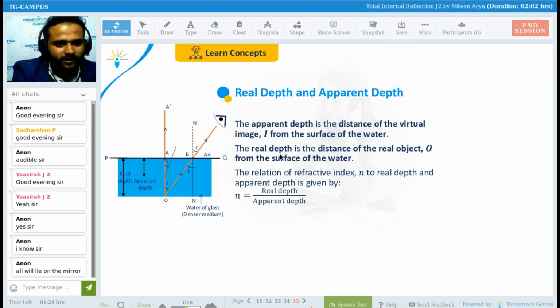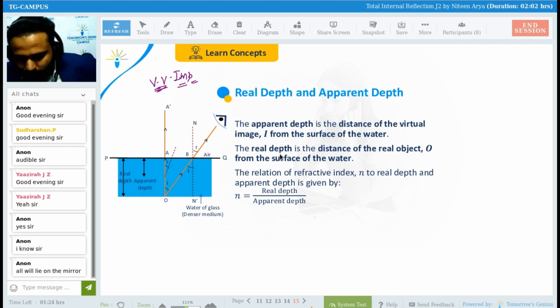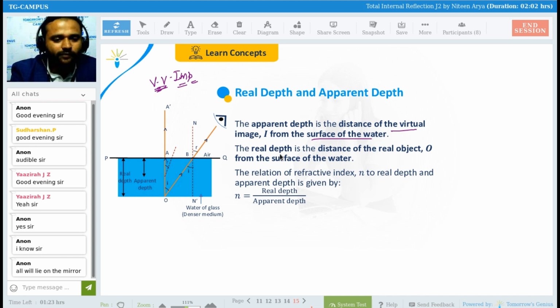This is the most important thing in this lecture, and we are going to talk about it in a great way. As we know, refraction changes how an object appears. The height or depth of a swimming pool or any water body seems lesser than the actual height, just because of the refraction process. So there is a real height and there is an apparent height. What is apparent height? The height which we see, which we think is the actual height because of refraction. Clear? The apparent depth is the distance of the virtual image I from the surface of the water. In general, what is happening over there?